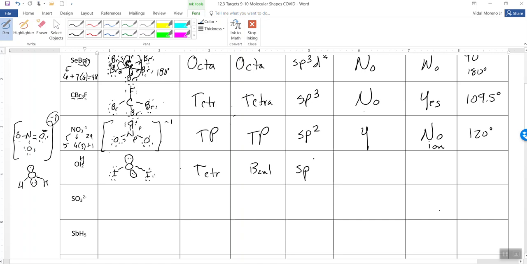Still four sides, sp3. Does it resonate? Is there a double bond? The answer is no. Is it exactly the same on all four sides? No, you've got two pairs of unshared electrons and two shared pairs. So the answer is no, it's not the same. So yes, it is a dipole. Angle from your memory work, 104.5.